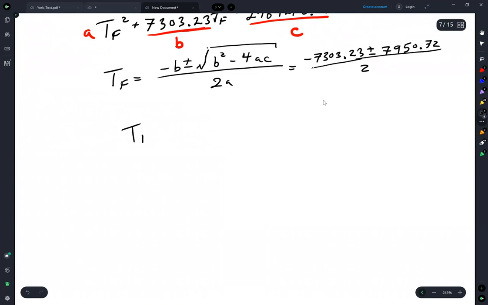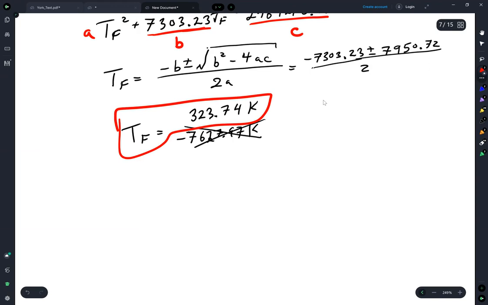So TF is equal to either 323.74 K or minus 7627.97 K. We know that's an extraneous root because TF has to be positive. So this is the final temperature, which, to put that in other terms, 50.74 degrees C.